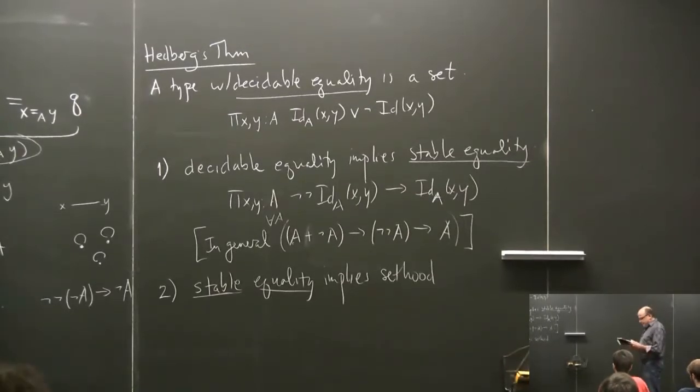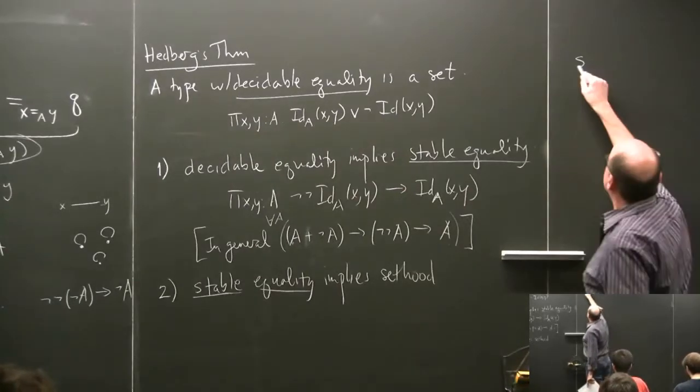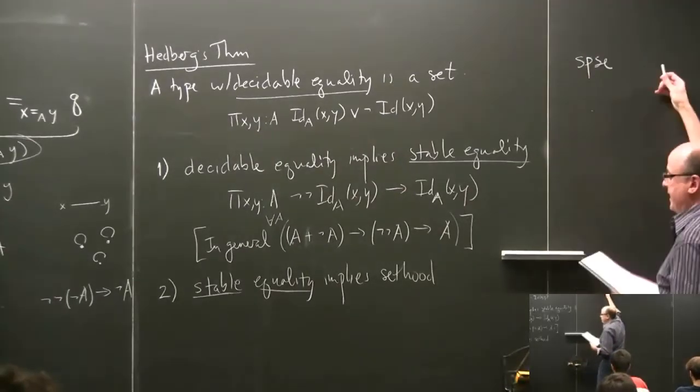So we'll show that stable equality implies sethood. Here's what we want to do. The proof of this is we suppose we have a witness.